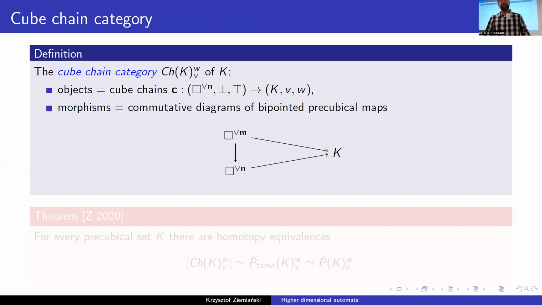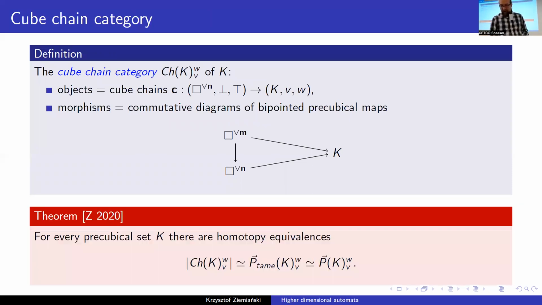You need to pass to cube chain categories. And the cube chain category is defined in a very natural way. So objects are cube chains, it means precubical maps from one cube wedge to our complex. And morphisms are commutative triangles of bipointed maps. This gives a nice category. And the geometric realization of this category is exactly the space of tame paths, and it means that it's exactly, up to homotopy, the same as the space of all paths.